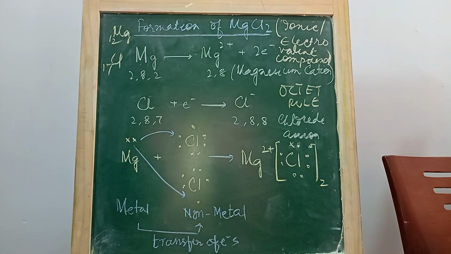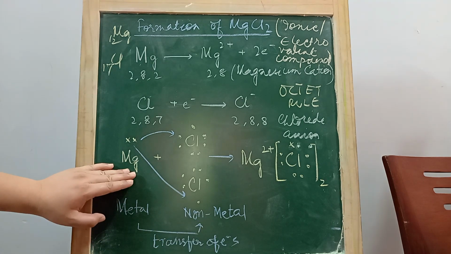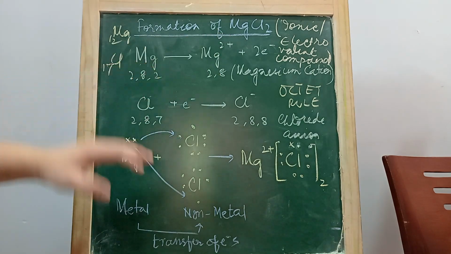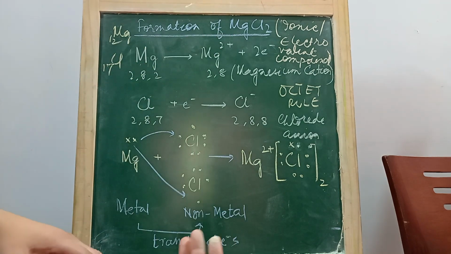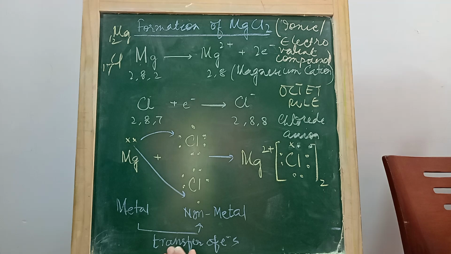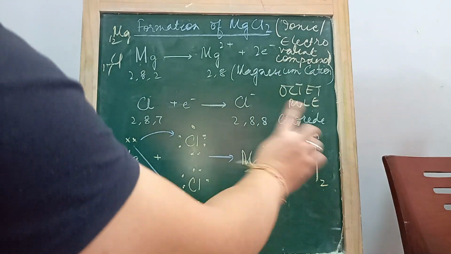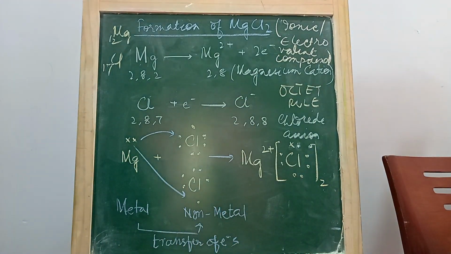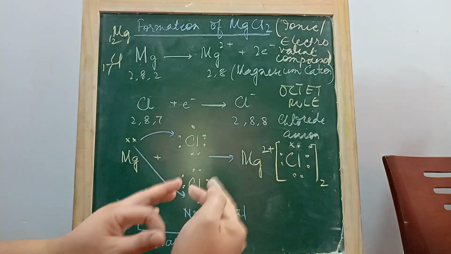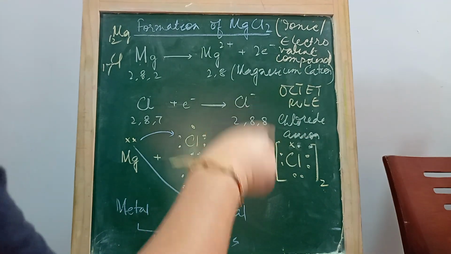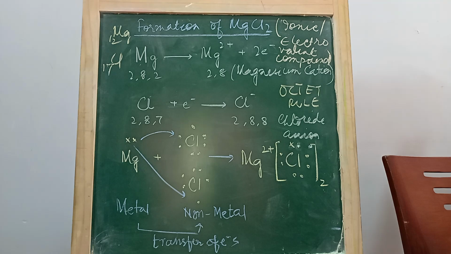Which is actually from a metal to a non-metal. Magnesium is a metal, and chlorine is a non-metal. So electrovalent compounds are those compounds which are formed by transfer of electrons from a metal to a non-metal. An electrovalent compound or an ionic compound will always contain a metal and a non-metal. Whenever you see a compound and you find that one is a metal and another is a non-metal, that means it is an electrovalent compound or an ionic compound.